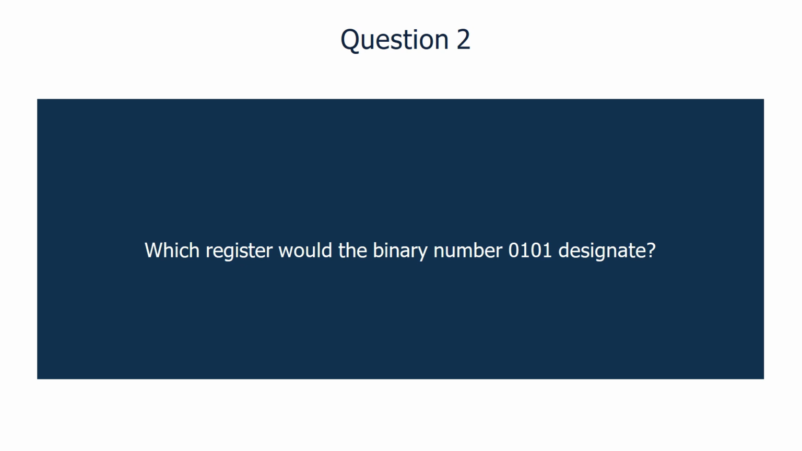Which register would the binary number 0101 designate? 0101 corresponds to 5. So in a sequence from 0 to 15, 5 is the 6th register.